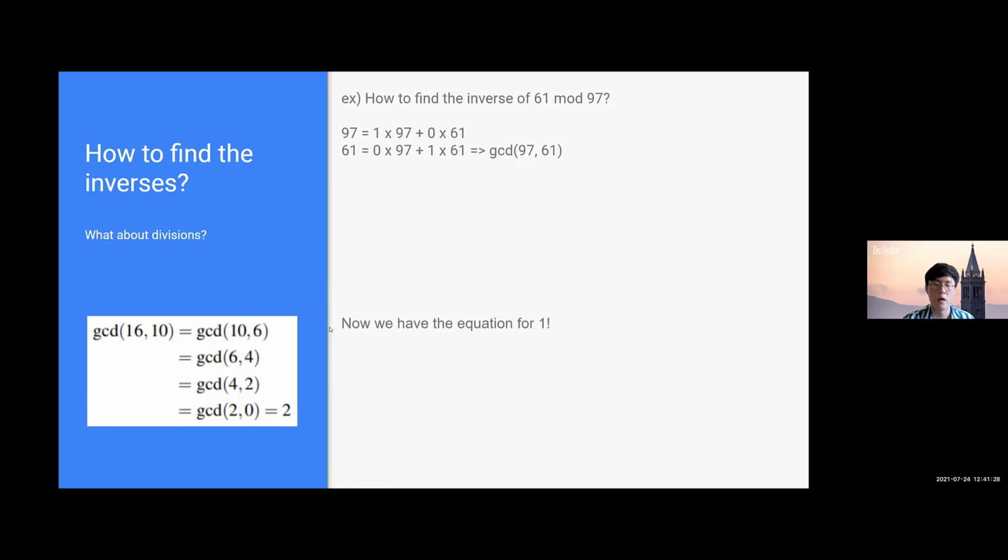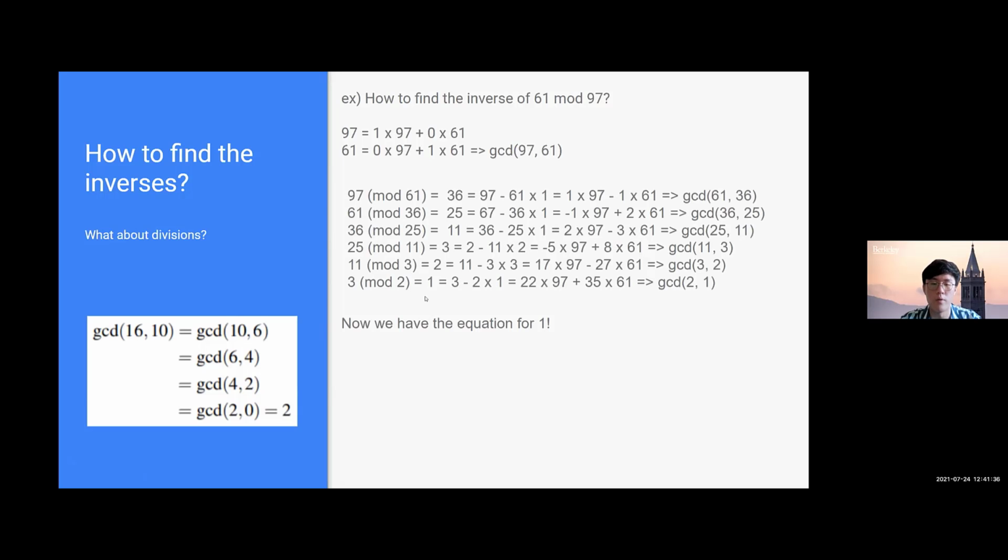And now you will do a similar approach as the picture on the left suggests. You are going to go down until you get the expression of 1. So first of all, you do 97 mod 61. It's basically the same as 97 minus 61 times 1, right? So you get this 1 and minus this 1. So it is 97 minus 61, and this is the expression of the greatest common divisor of 61, 36. You do the same thing, 61 mod 36, and it's 61 minus 36. So you are going to get 0 minus 1 here.